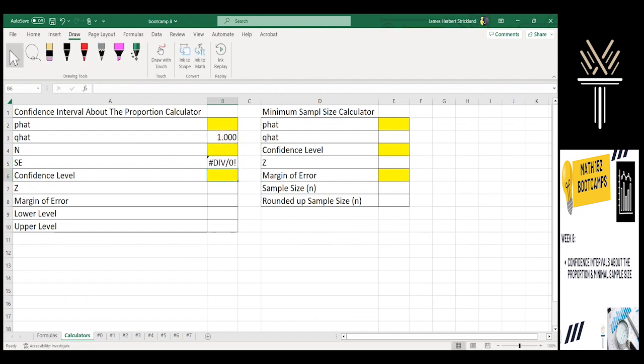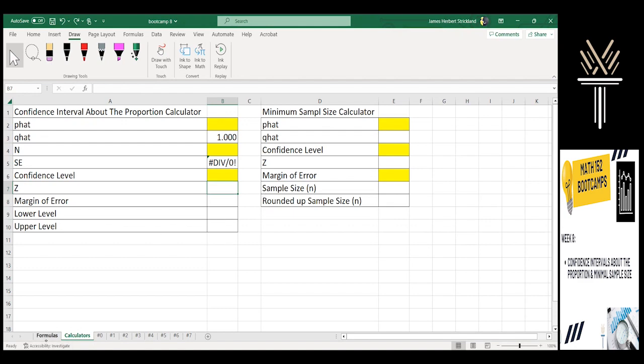And it's okay saying divide by 0 because we don't have any numbers in here yet. But if you were to put numbers in there, you can see that it does start calculating for you. So we know it works. The confidence level, you'll learn more about what it actually means later, but for now, it's just going to be a number we're going to put in here.